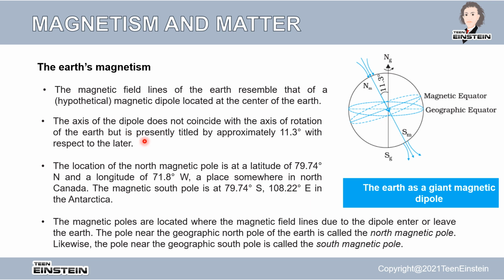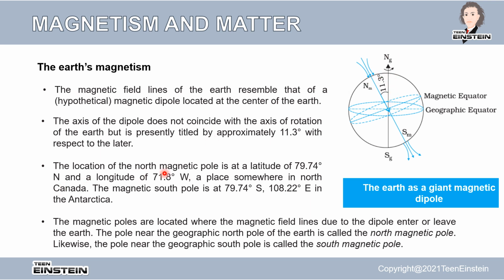The axis of the dipole does not coincide with the axis of rotation of the Earth, but is presently tilted by about 11.3 degree with respect to the latter. So this is the axis of rotation of the Earth, and this is the geographic line, North Pole and the South Pole. But the magnetic North Pole and the South Pole is making an angle 11.3 degree with this line. So there is a small deviation in the angle. It doesn't coincide with the geographic north and south pole.